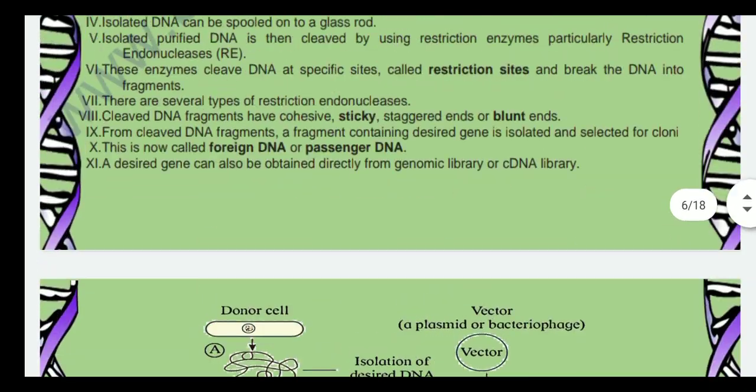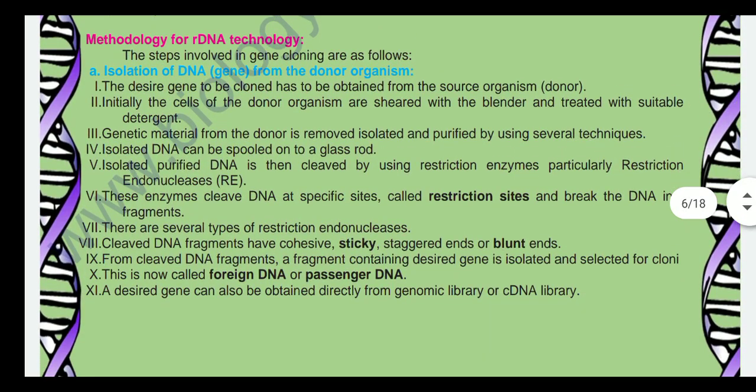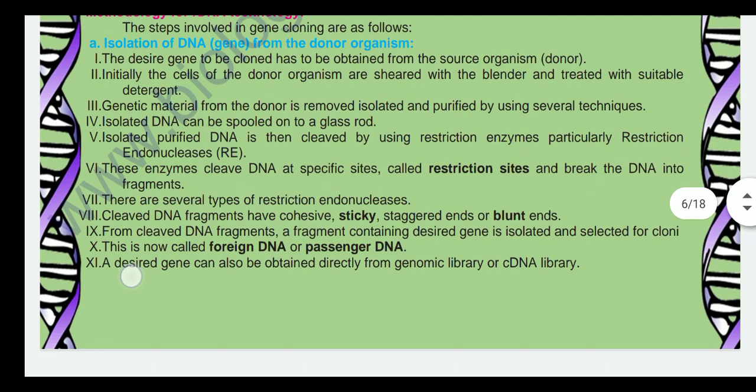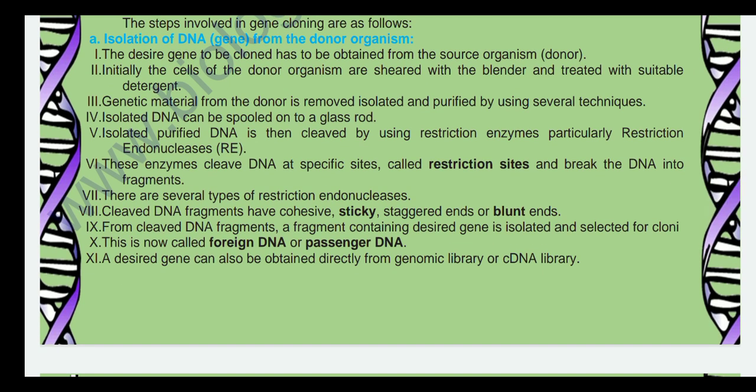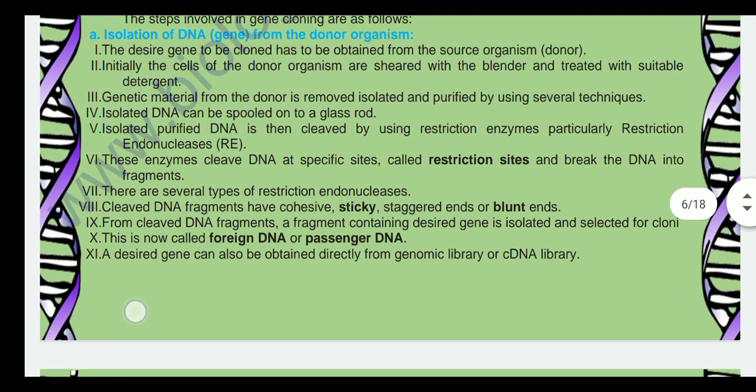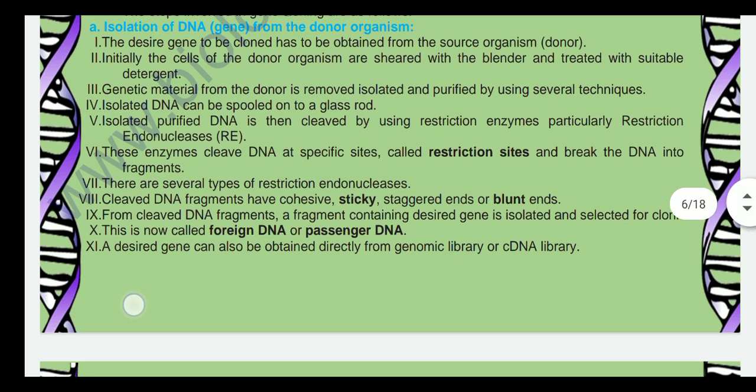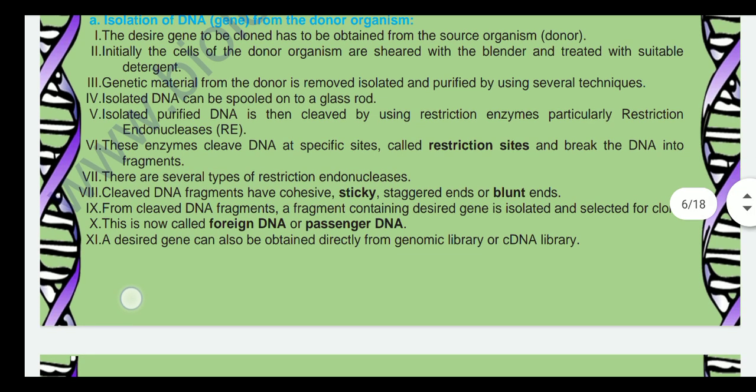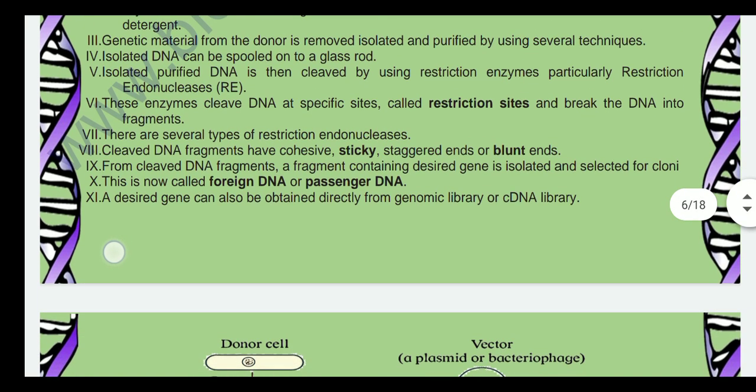So the first step is isolation of DNA, that is the gene, from the donor organism. The desired gene to be cloned has to be obtained from the source organism, termed the donor. Initially, the cells of the donor organism are sheared with a blender and treated with a suitable detergent. That means it is blended, cut down, and treated with detergent, which removes unwanted proteins. So genetic material from the donor is removed, isolated and purified by using several techniques.